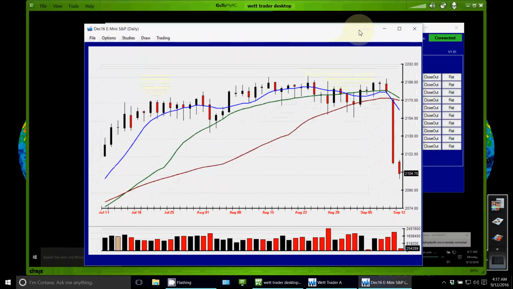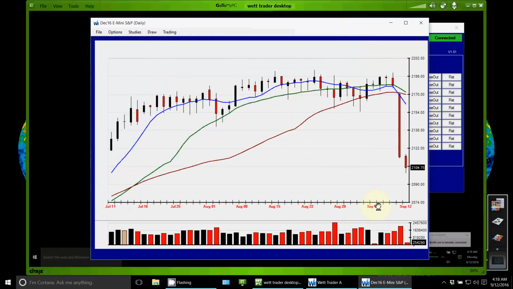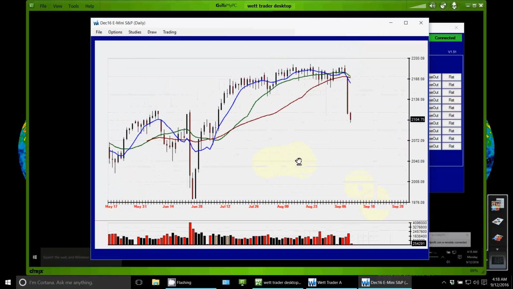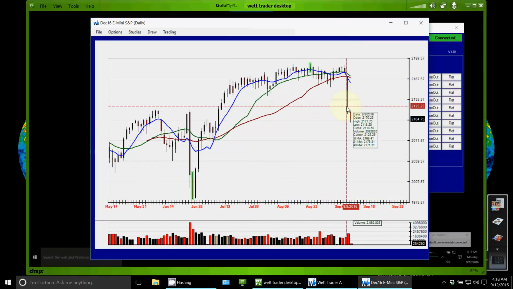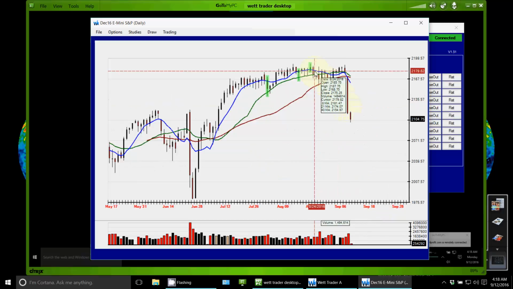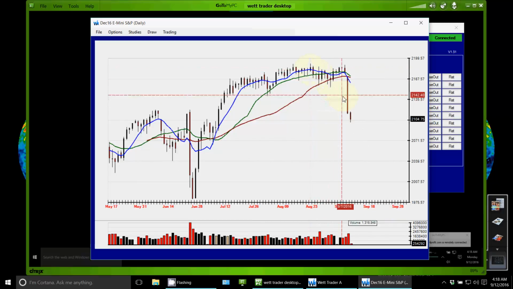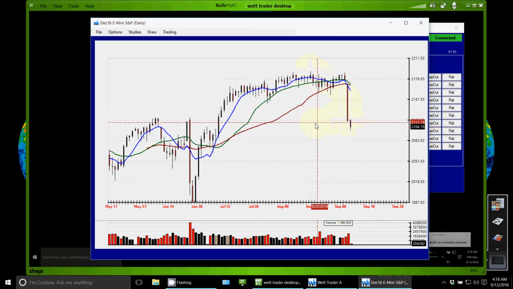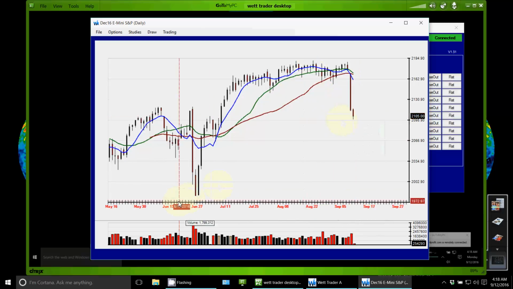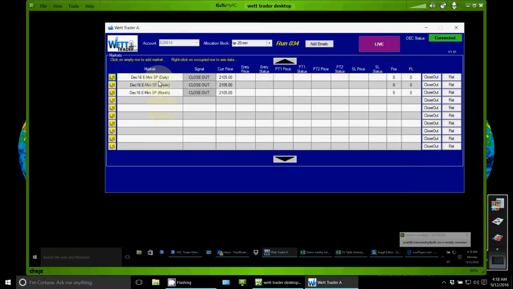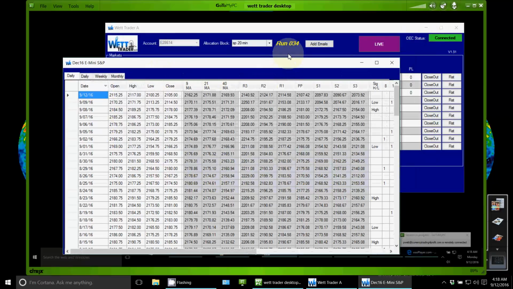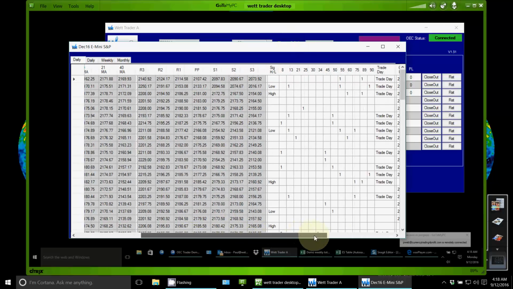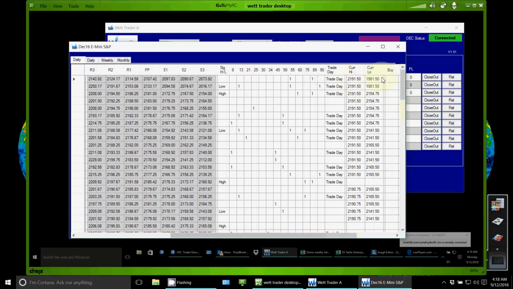Obviously here, folks, this was our rollover month. You see we came down really hard here. We have a high here at 91.50. If I put my cursor on this bar, we have a low here of 1981.50. Now if you right click and get your data sheet, Wett Trader uses the high and the low to try to calculate our support and resistance areas.